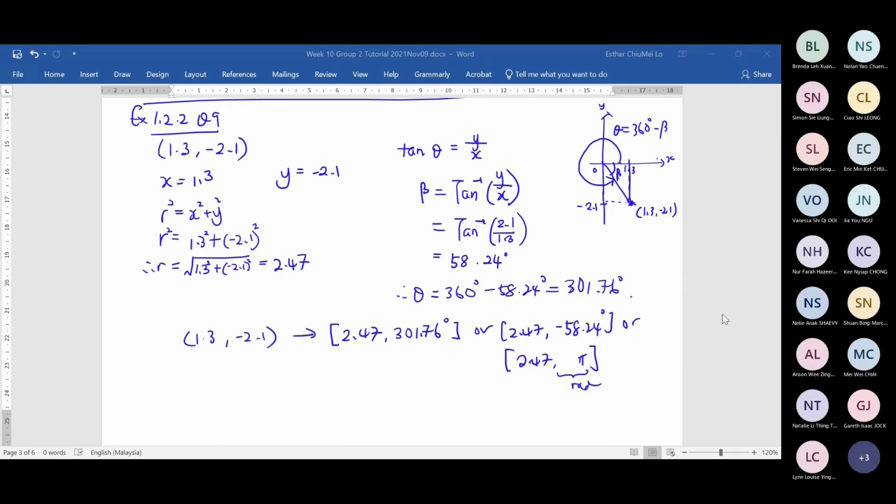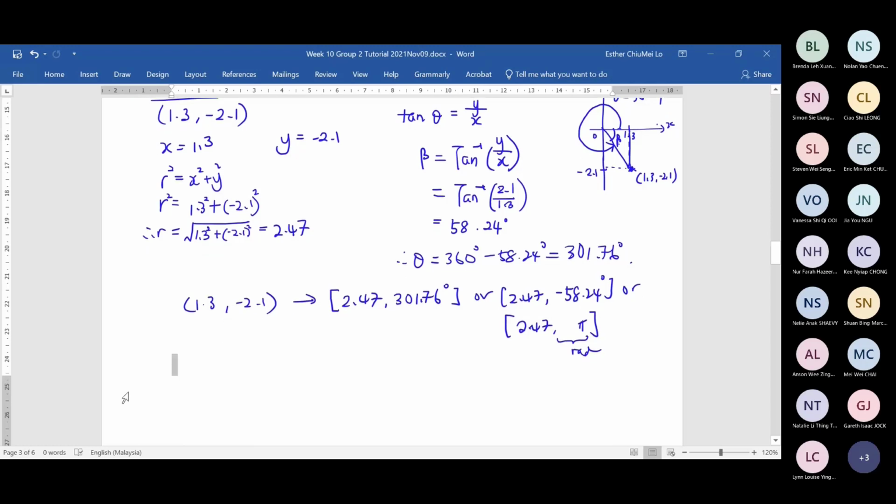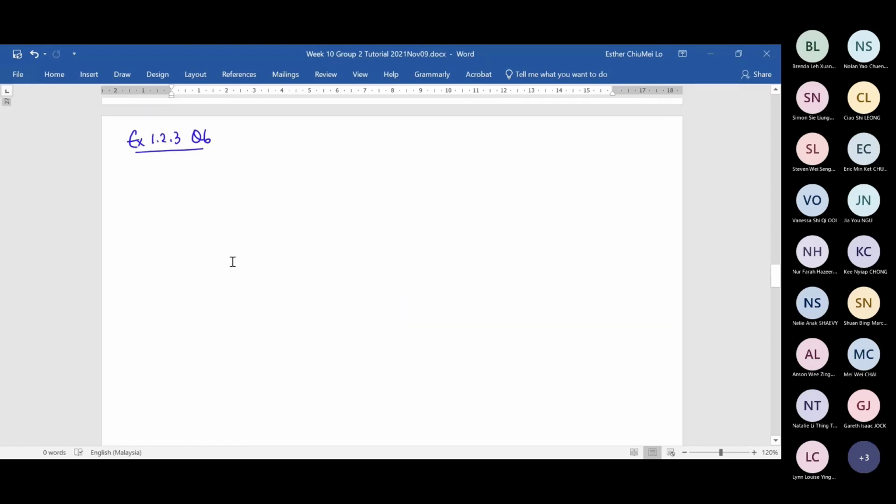Okay, now we look at Audrey's. Yeah, Audrey's got another question, question 6. Okay, let's look at it. Let me look at the question. The letters x and y represent the rectangular, or the Cartesian coordinate. Write each equation using the polar coordinate. So question number 6 here.